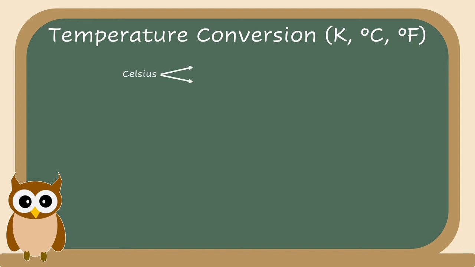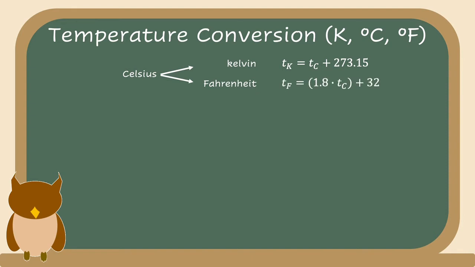So start off with a temperature recorded in Celsius. We can convert to Kelvin and Fahrenheit using the following two equations. To convert to Kelvin, we simply add 273.15 to our value in Celsius. And to get to Fahrenheit, we must multiply our value by 1.8 and then add 32.